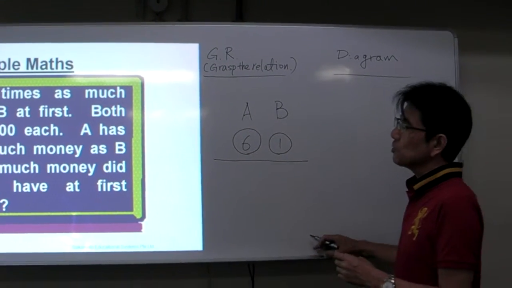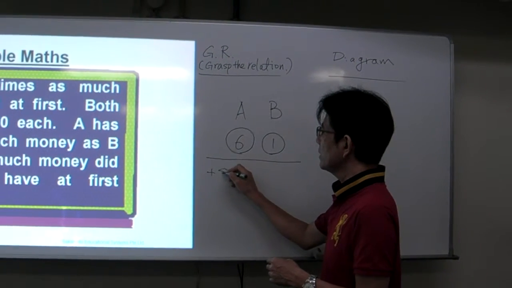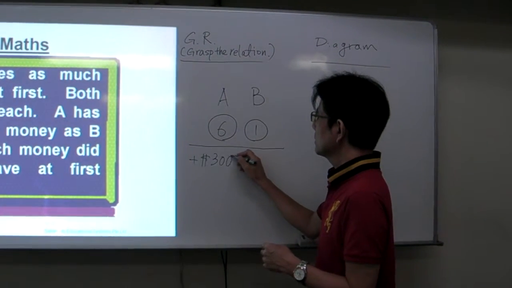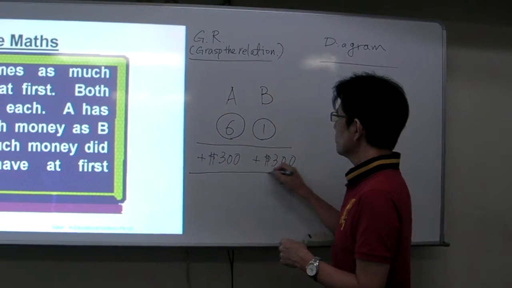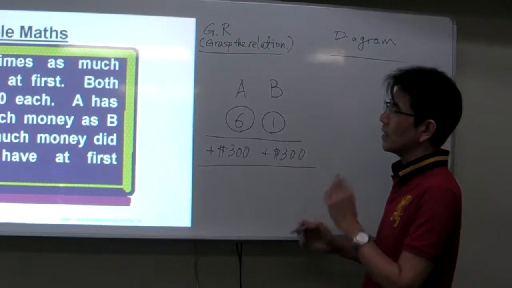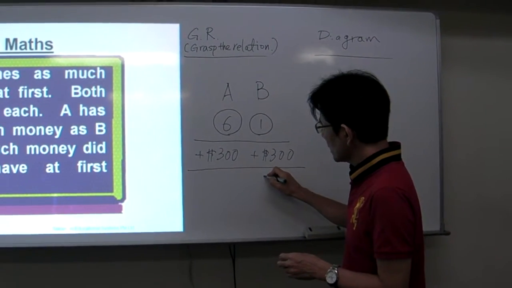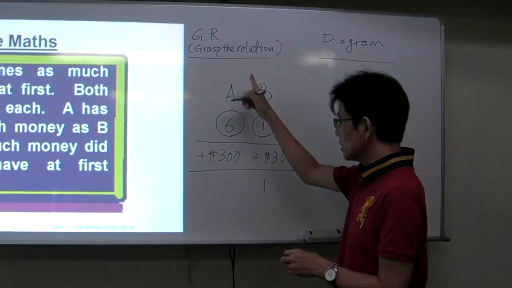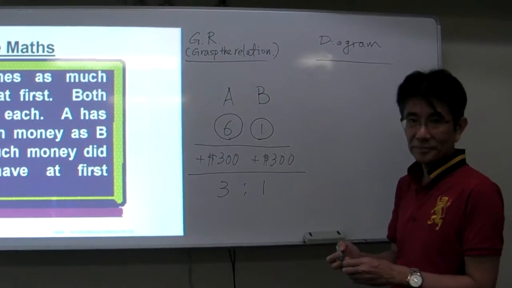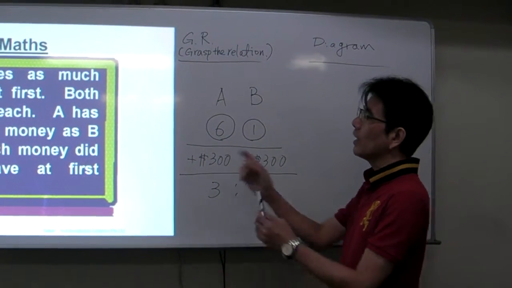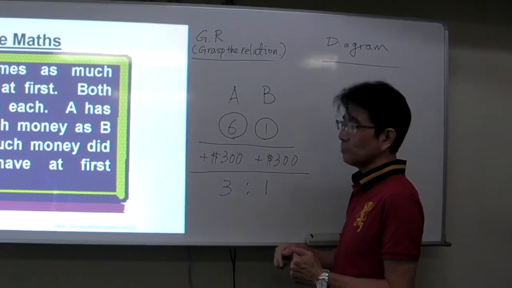So later on, each person received $300. So Mr. A's money increased by $300. Mr. B's money also increased by $300. So in the end, A has now thrice as much money as B. Thrice means 3 times. So if Mr. B's money is 1 unit, Mr. A's money is now 3 units. In short, in the ratio of 3:1. Our goal: how much money did they have at first? 1 circle, how many dollars? And 6 circles, how many dollars?